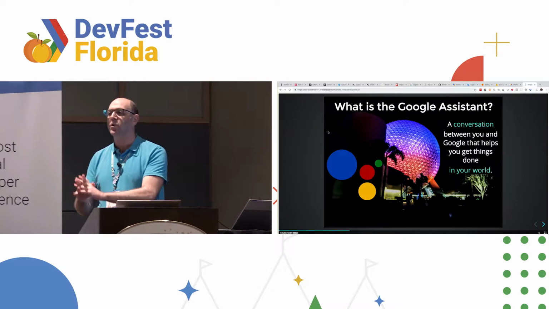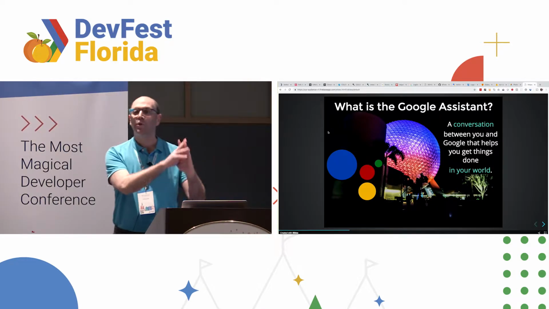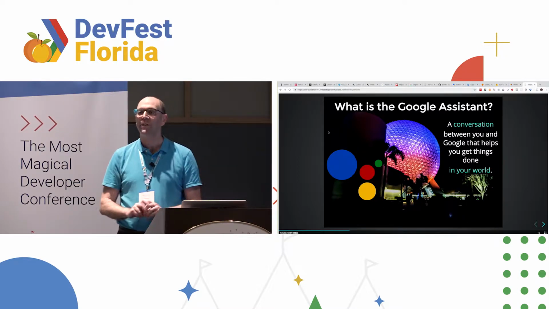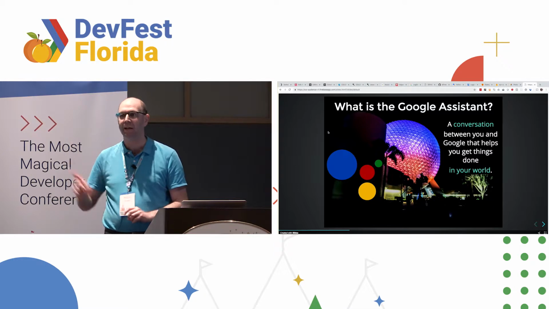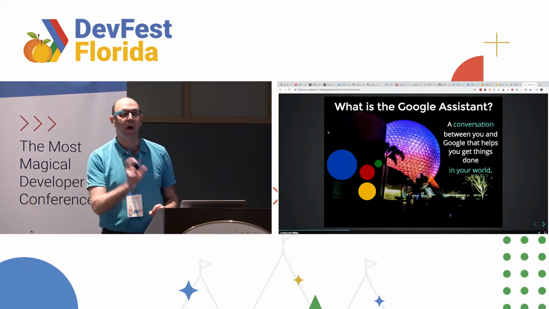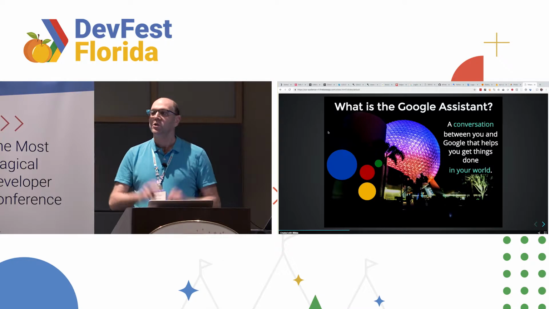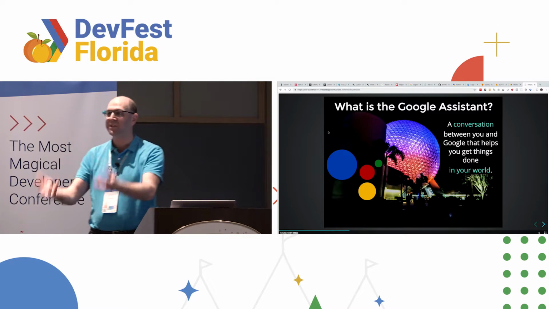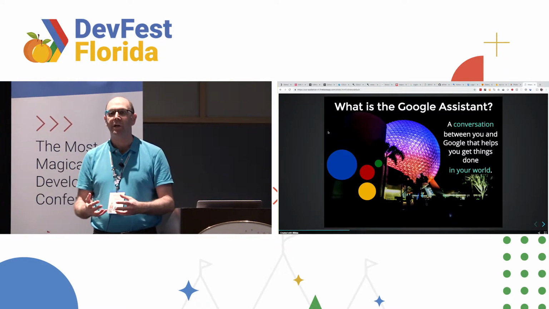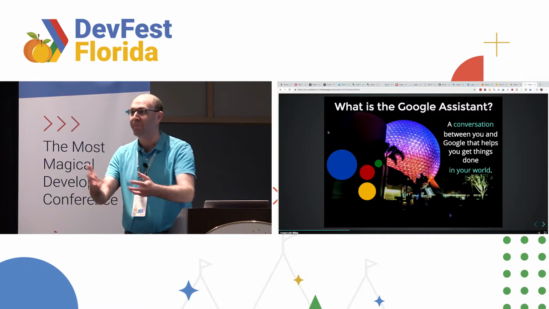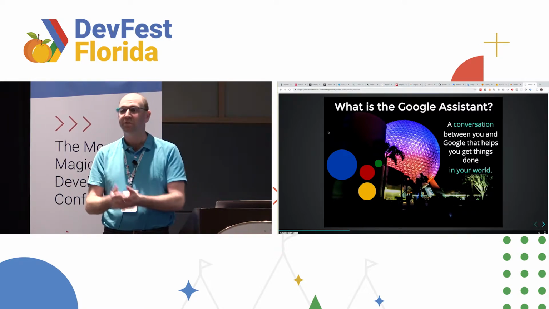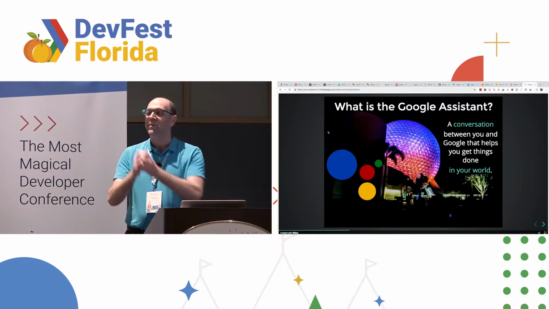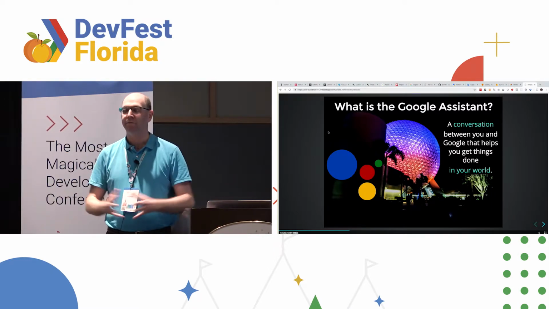So Google defines the Google Assistant as a conversation between you and Google that helps you get things done in your world. And there are two parts of this that I find really, really important, and I've highlighted them here. The first is that this is a conversation. So unlike seeing a screen where we have to click on certain things and then things happen, this is a conversation. And in some conversations, there's a back and forth. Some conversations are very short conversations. You ask someone to do something, and it's done. But the assistant is defining bigger, broader conversations.